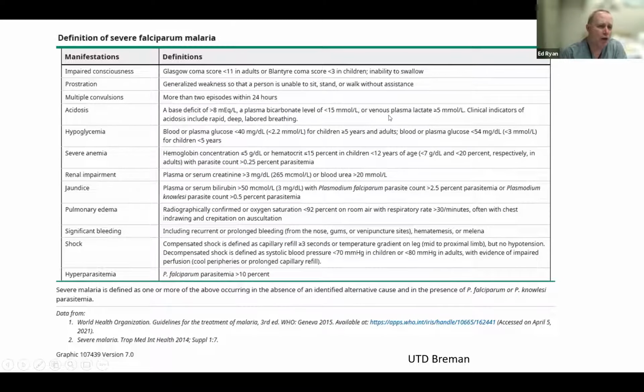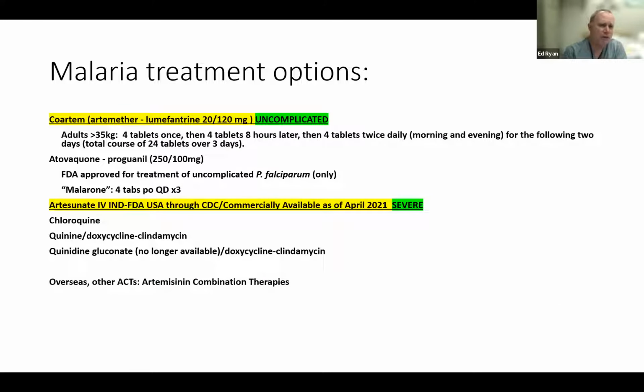And if you're somebody who wants really hard numbers of what's the formal definition of those various things, here you can see the formal definitions. The reason I'm belaboring this point is because the treatment for uncomplicated malaria now in the United States should be Coartem. I don't want to hear I use Malarone. I don't want to hear I use mefloquine. Those are all second or tertiary drugs, right?